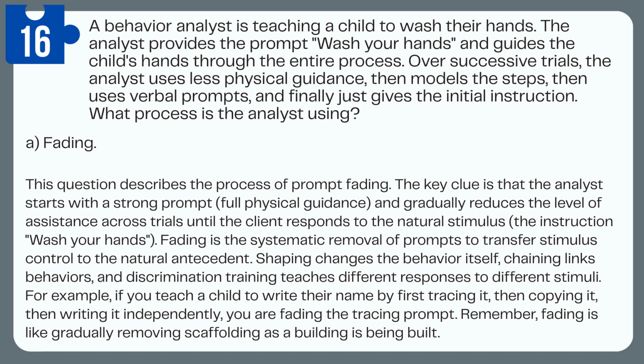Shaping changes the behavior itself, chaining links behaviors, and discrimination training teaches different responses to different stimuli. For example, if you teach a child to write their name by first tracing it, then copying it, then writing it independently, you are fading the tracing prompt. Remember, fading is like gradually removing scaffolding as a building is being built.